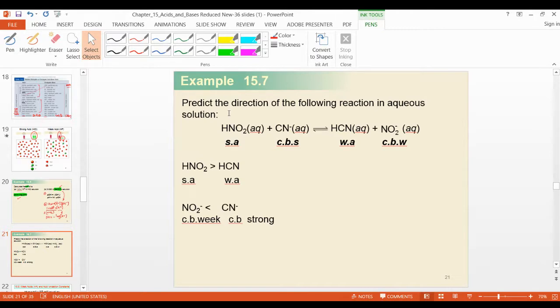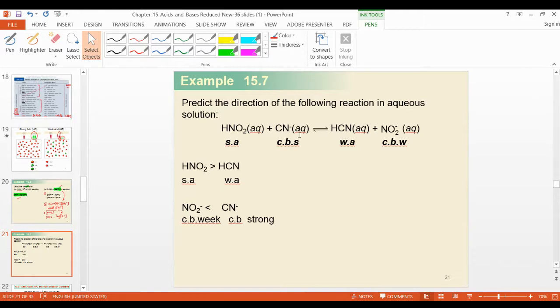So if you remember, the direction we determine in equilibrium, we have to determine the reaction quotient Q value, and if the Q value is less than K or greater than K, then you decide which direction the reaction proceeds, right? But here is a different method. Here, we look at which conjugate acid or conjugate base is strong. You can decide on that basis which direction the reaction proceeds.